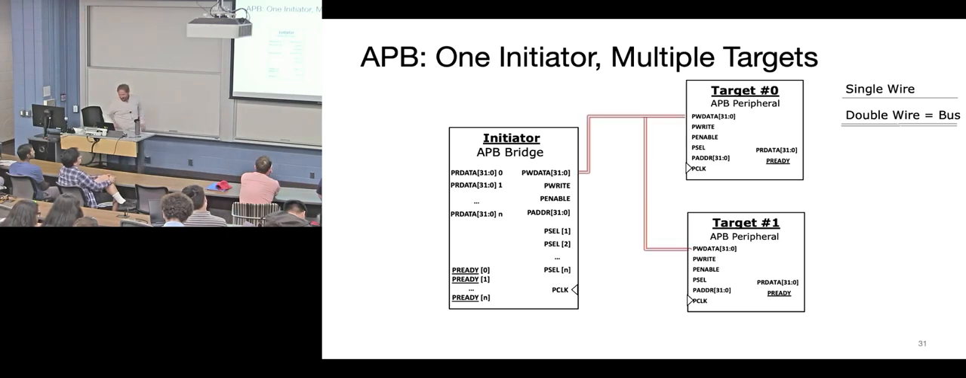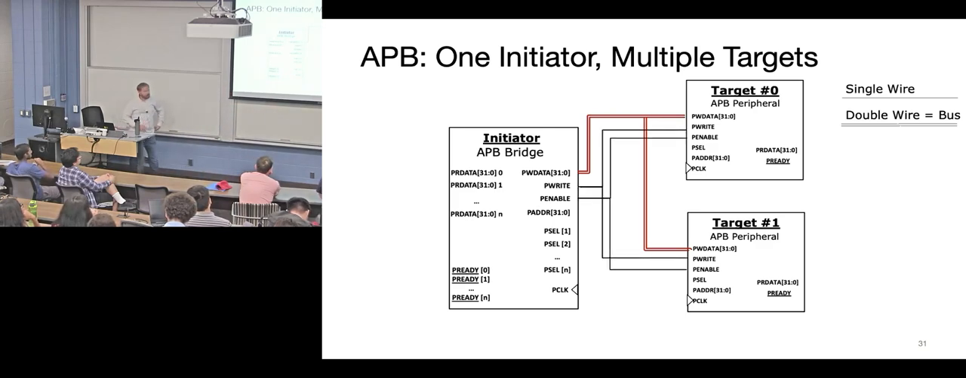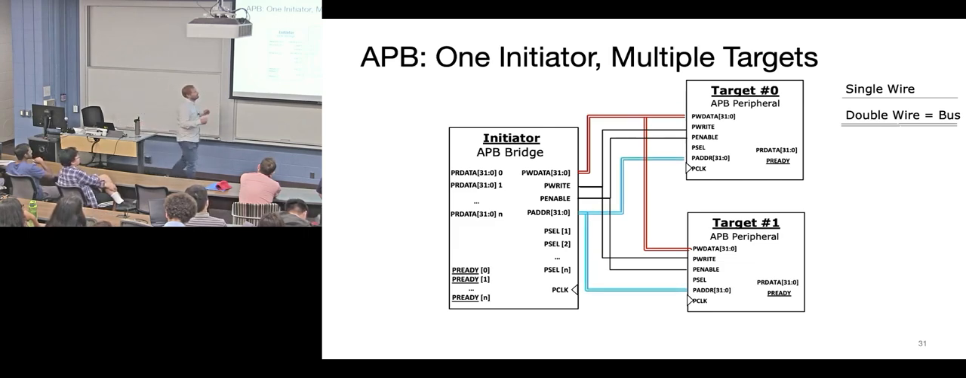All right, so P write data is a bus that's shared. All the outputs are on the right here, all the inputs on the left. The initiator is going to have a 32-bit bus that goes to every one of the targets. We're also going to have some control lines. So here we have P write, P enable. The address also goes to all targets.